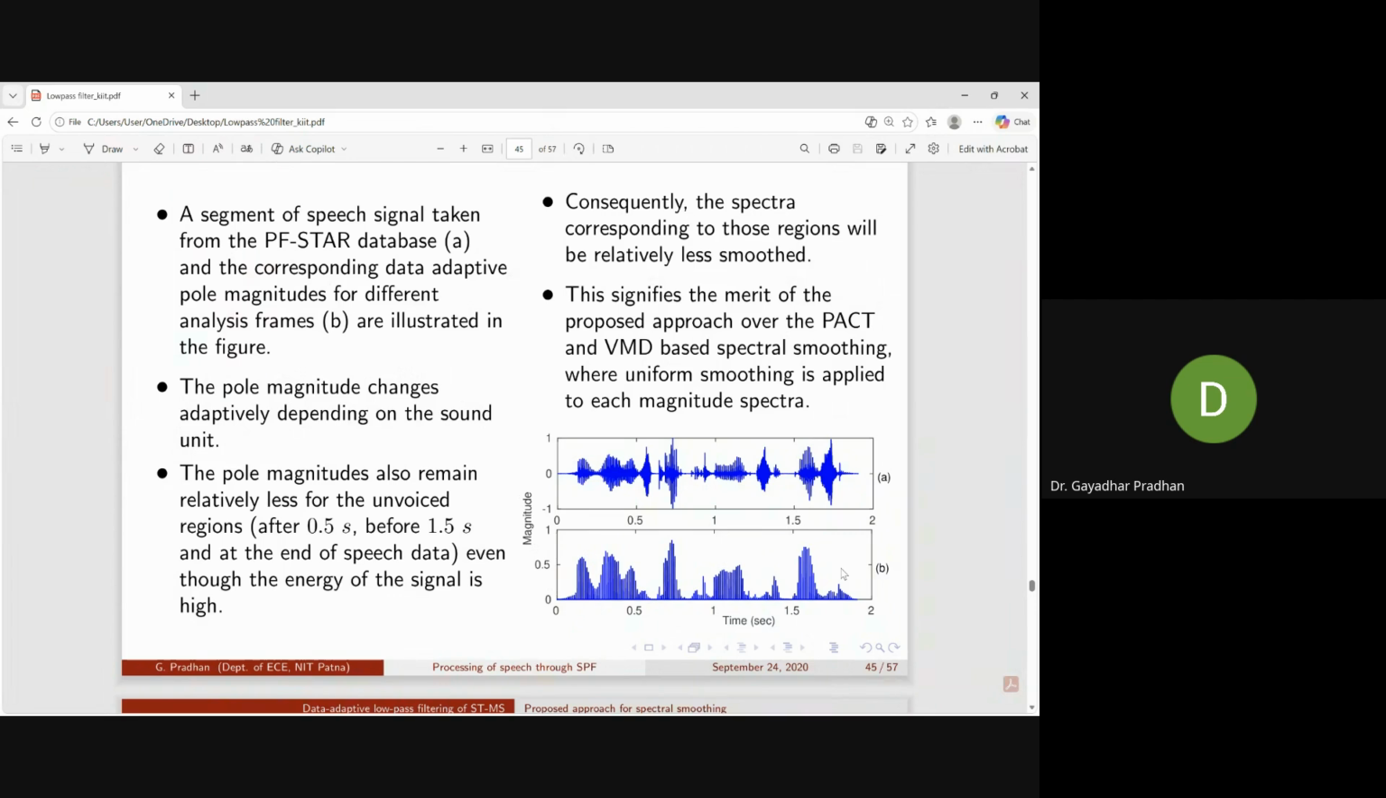Adaptive filter means the filter coefficient will change depending on the data. It is an intelligent filter. But in a conventional filter, I have to fix the coefficient, the root. In an adaptive filter, we need not fix the coefficient. It will change depending on the data. Where it is required, it will be high. Where it is not required, it will be low. If it is low, this is unvoiced, it will not filter it. If it is high, this is a vowel, it will filter the high frequency.